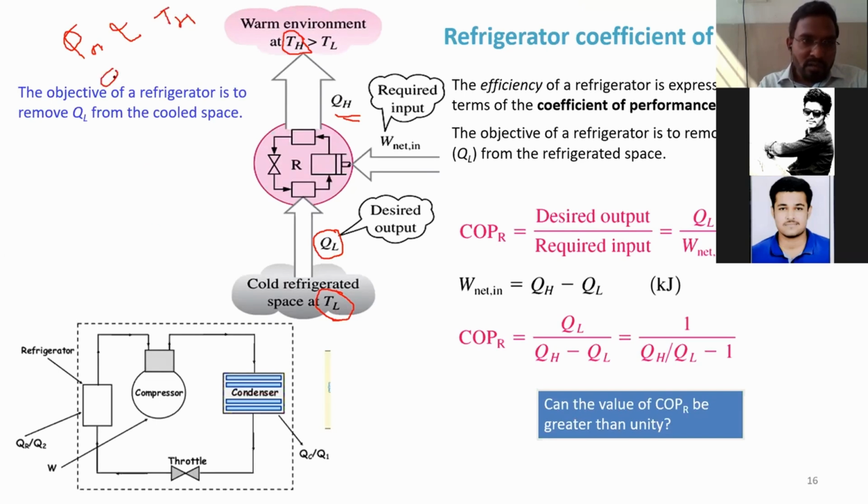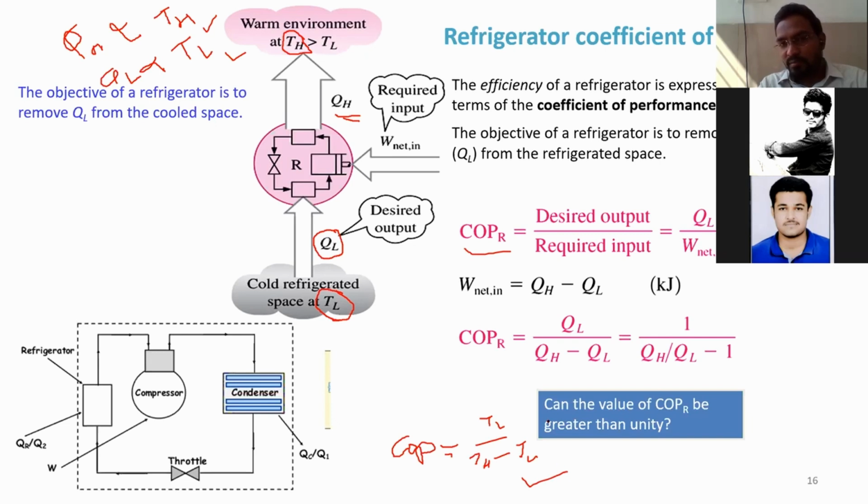Similarly, this QL will be proportional to TL. So this QL and QH can be replaced by TH and TL. So COP of refrigerator can also be TL divided by TH minus TL. That could be an alternative relation, when instead of heat transfer, if they have given temperature and ask you to calculate COP, then you are supposed to use this relation, because QL is equivalent to TL. So the numerator will be TL, and QH minus QL will become TH minus TL.